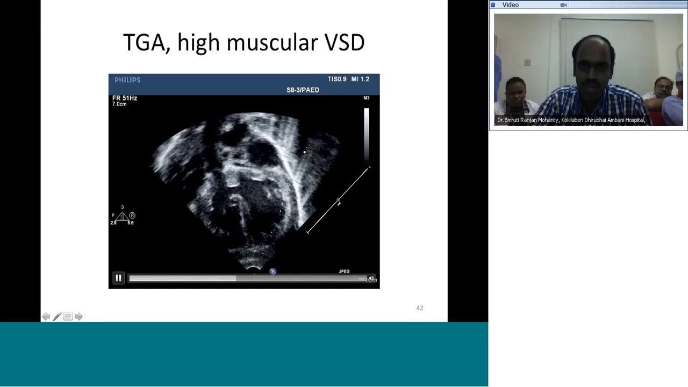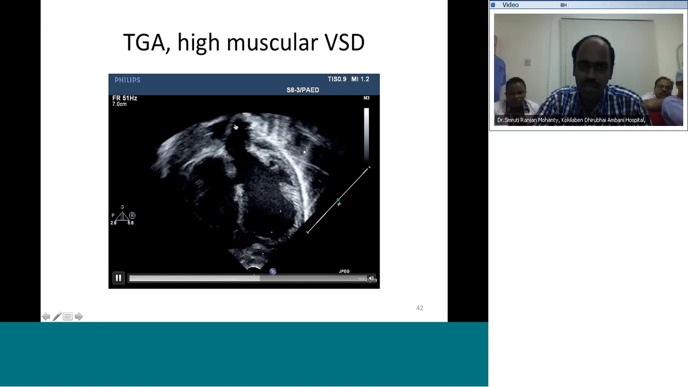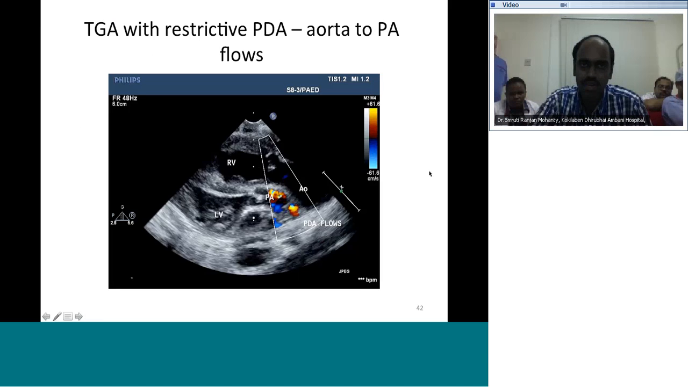VSDs can be in various locations. This is a muscular ventricular septal defect, with the LV giving the pulmonary artery and the RV giving the aorta.